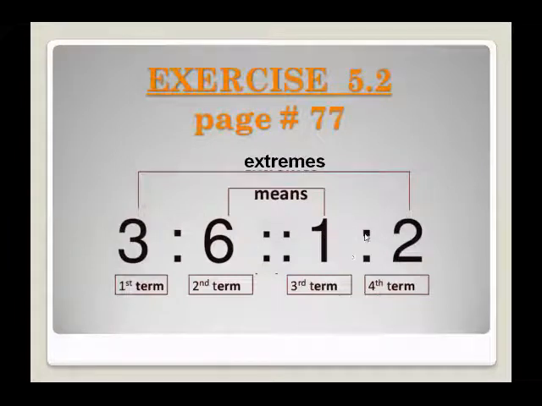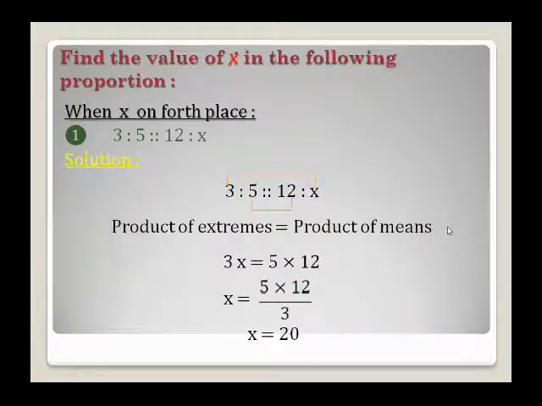Now students, here we start our exercise, which is 5.2 on page number 77. This is just an example to understand what the extreme values and the mean values are. As you see, students, if there is a proportion, this is the first term, this is called the second term, this the third term, and this one the fourth term. The first and the fourth terms are called the extremes and the second and the third terms are called the means. Now we start our exercise, which is exercise 5.2.